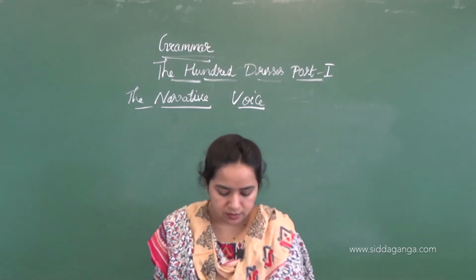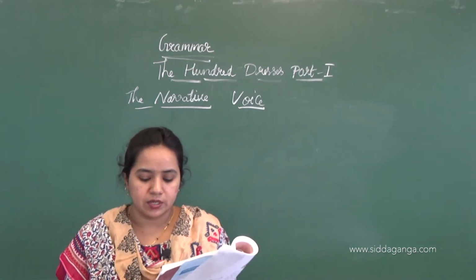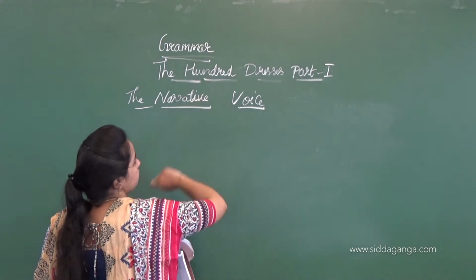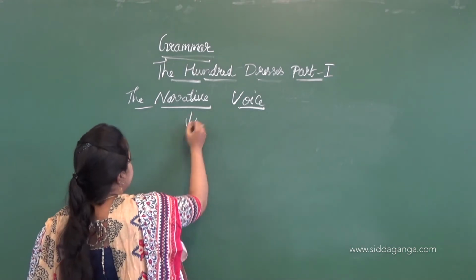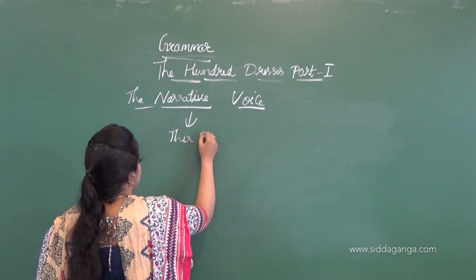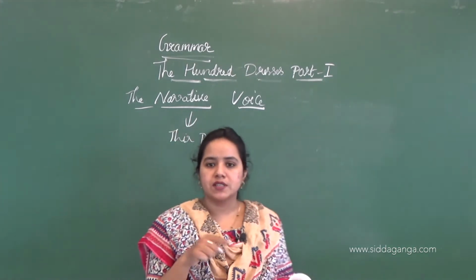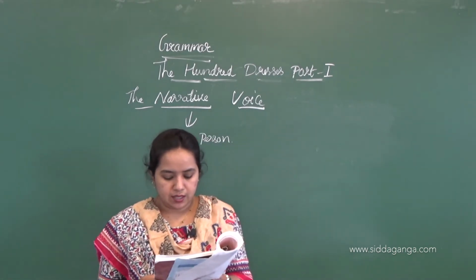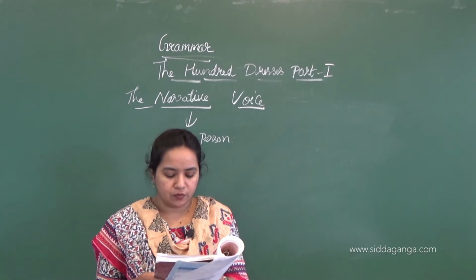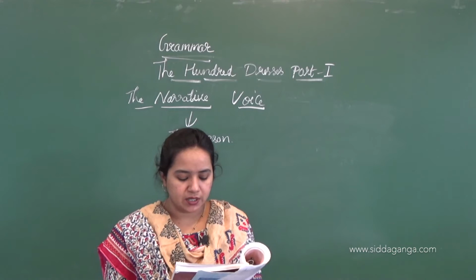The narrative voice. This story is in the third person, that is the narrator is not a participant in the story. In the story of The Hundred Dresses, the person narrating here becomes a third person, because that person is not present in this story. But the narrator often seems to tell the story from the point of view of one of the characters in the story. For example, look at the italicized words in these sentences.